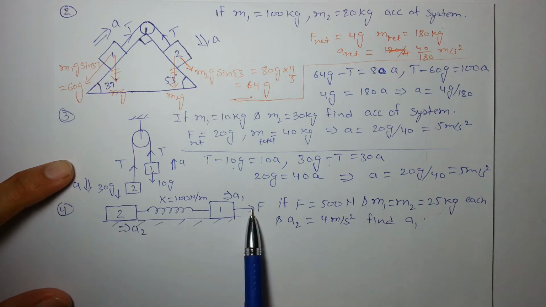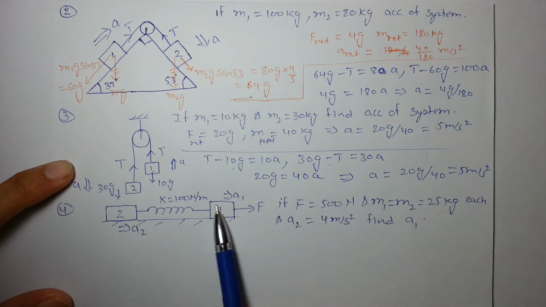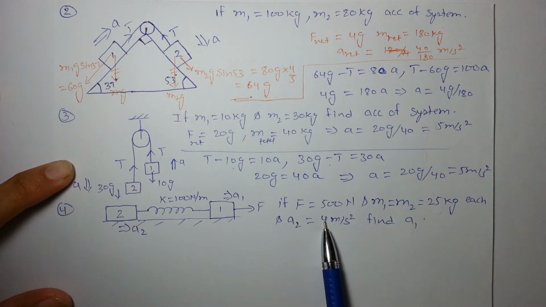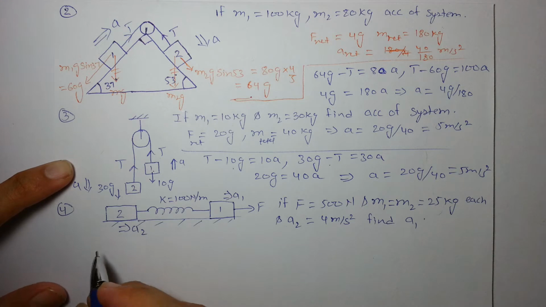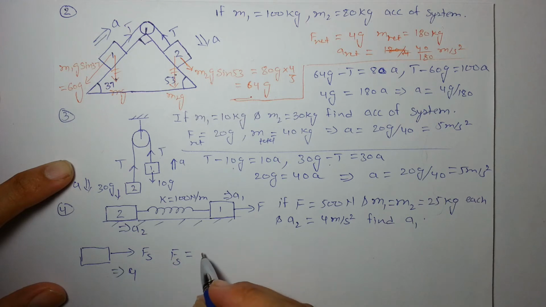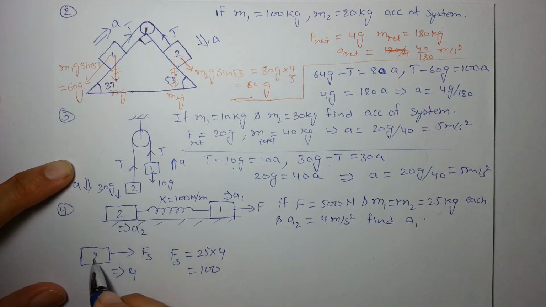In the third example, a force F of 500 Newton is applied on block 1, where m1 and m2 are two masses, each of 25 kg. Acceleration of block 2 is given as 4. We have to find the acceleration of block 1. As from FBD of 2, we can say this is accelerating because of the spring force, which is kx, and the acceleration is given. So we can say spring force is nothing but m2 into a. m2 is 25 into 4. So spring force is 100 Newton, which is acting in this direction on 2.